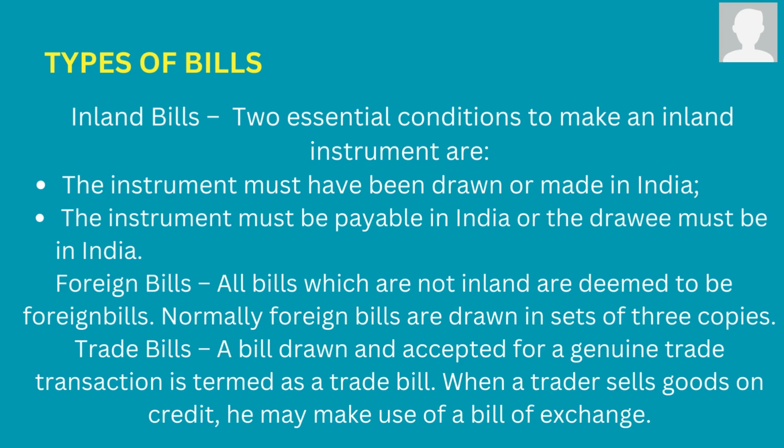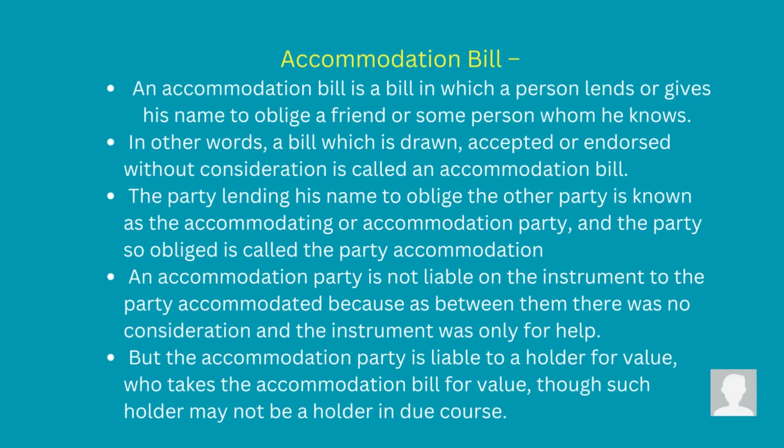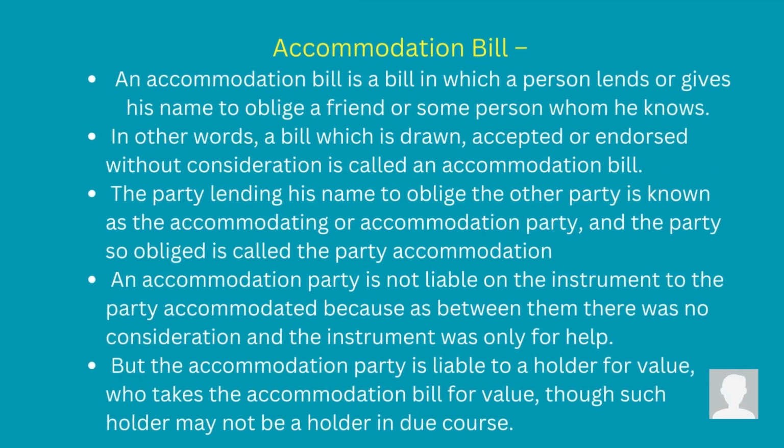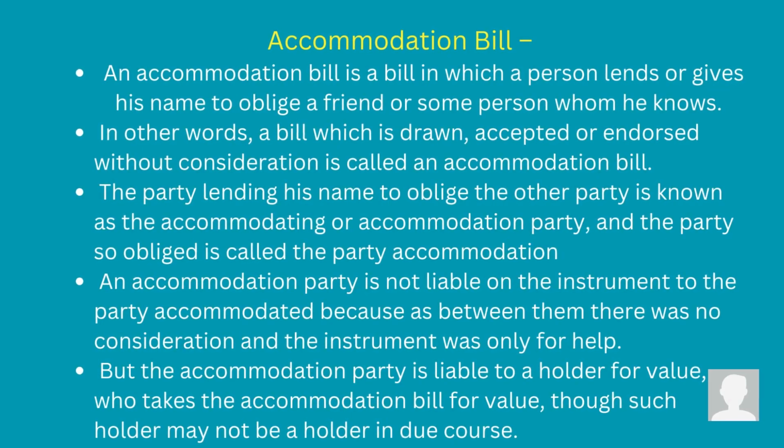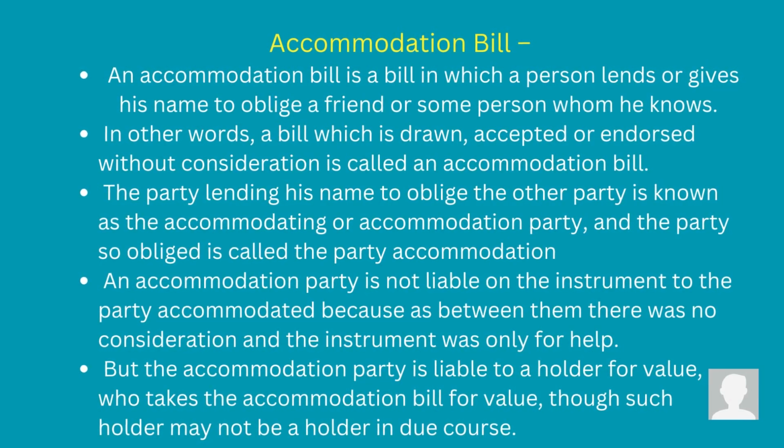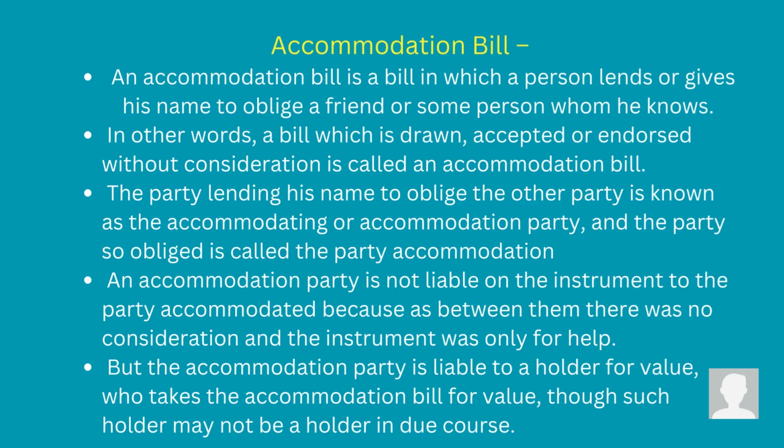Trade bills. A bill drawn and accepted for a genuine trade transaction is termed a trade bill. When a trader sells goods on credit, he may make use of a bill of exchange. Accommodation bill. An accommodation bill is a bill in which a person lends or gives his name to oblige a friend or some person whom he knows. In other words, a bill which is drawn, accepted, or endorsed without consideration is called an accommodation bill.